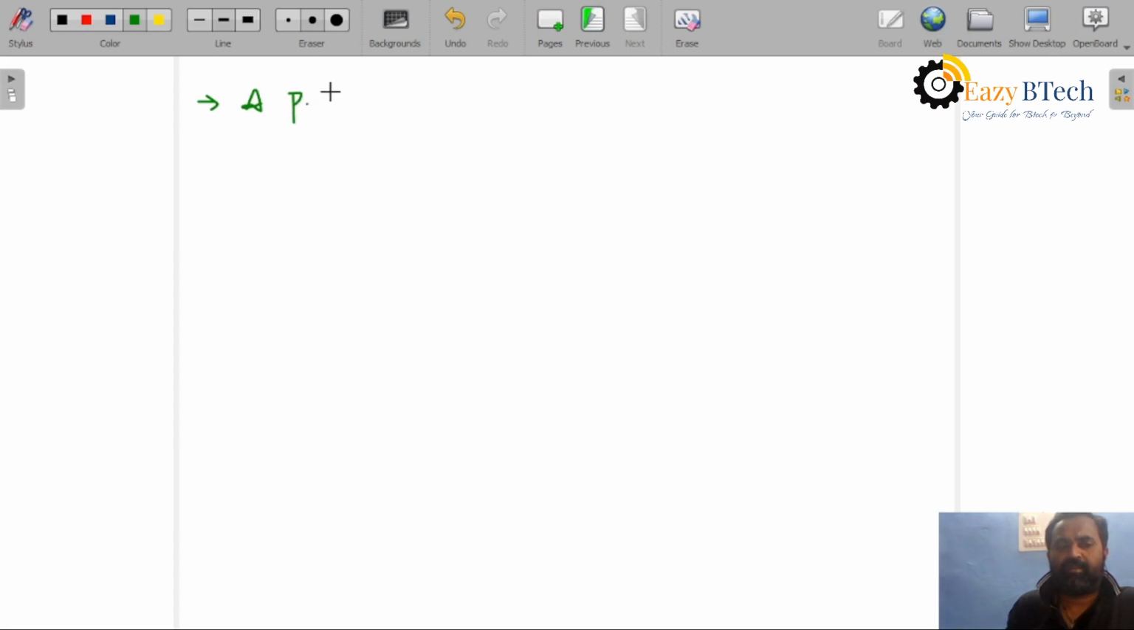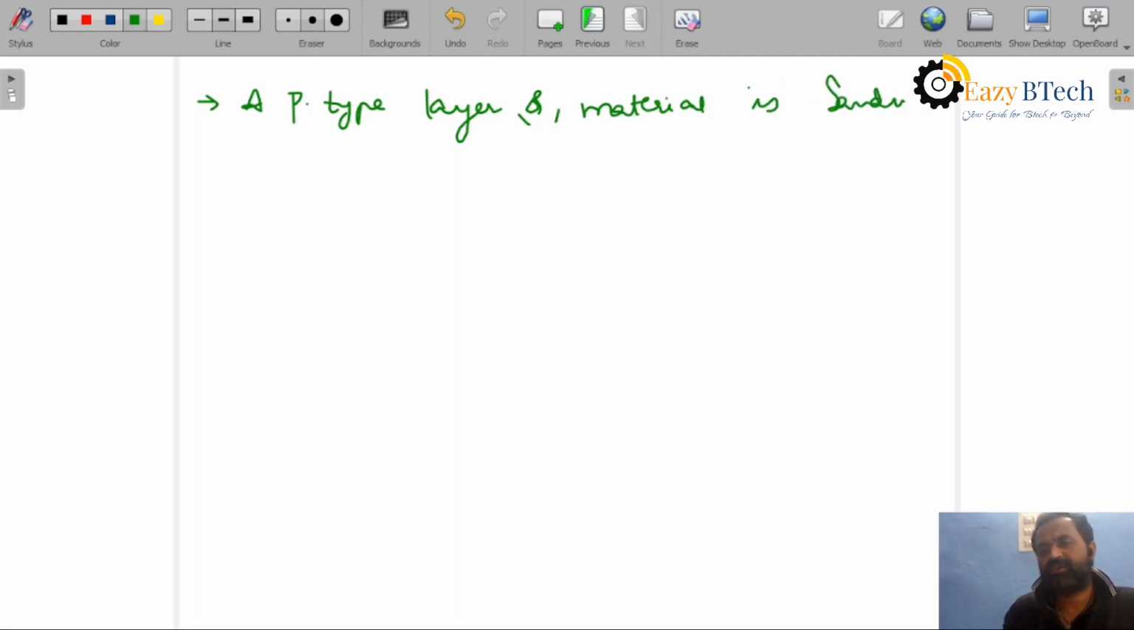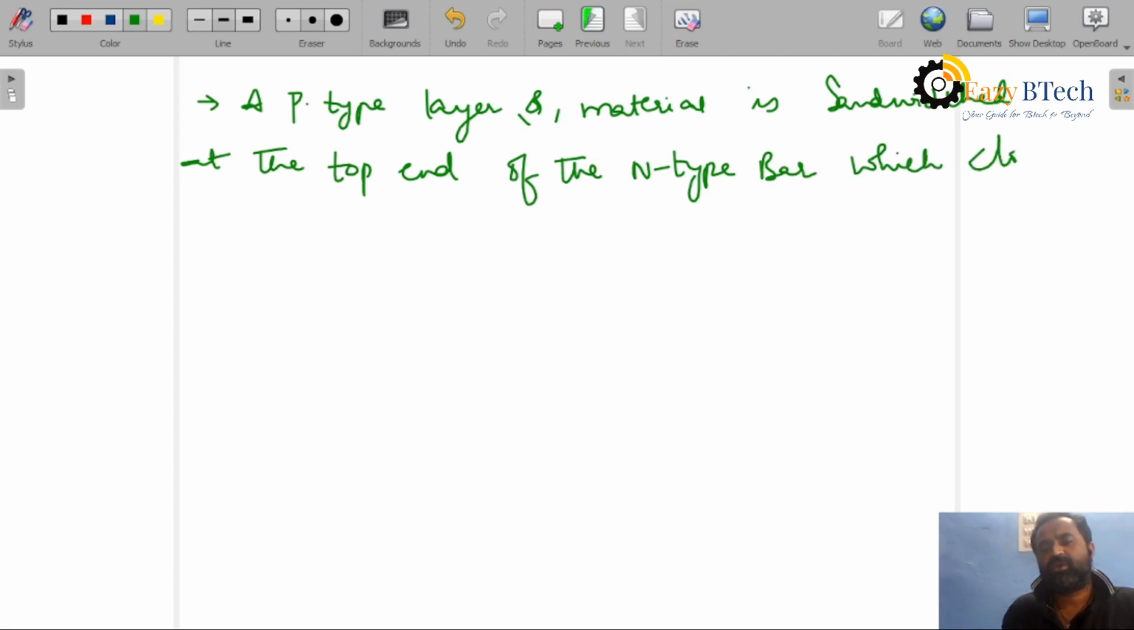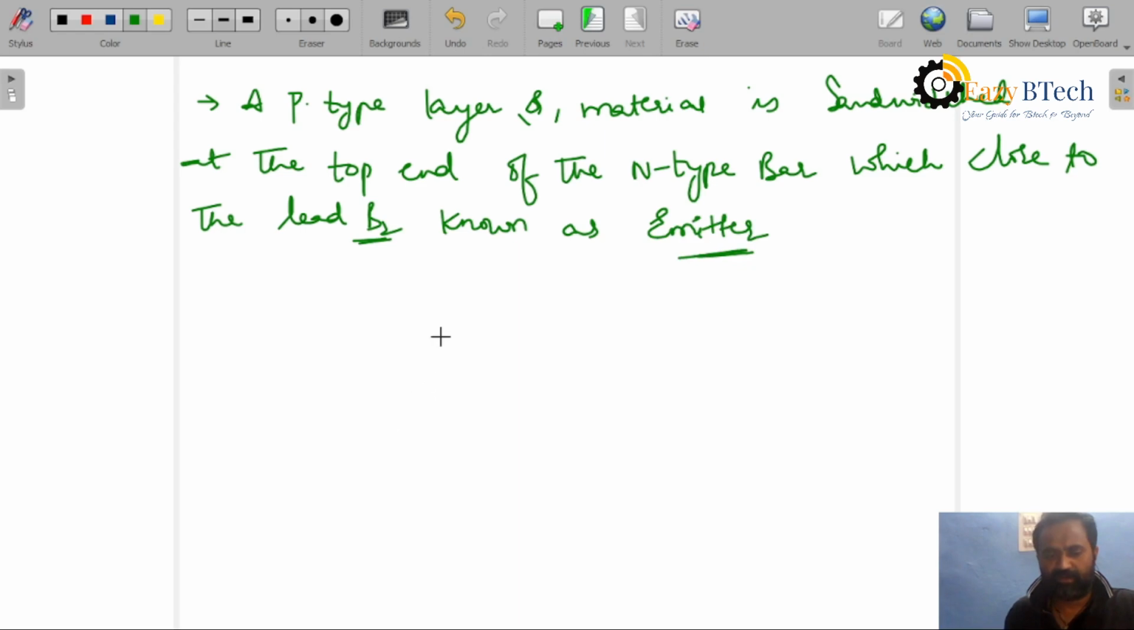A P-type layer or material is sandwiched at the top end of the n-type bar, which is close to the lead B2, known as emitter. Okay, now the construction you can see is the construction of UJT.